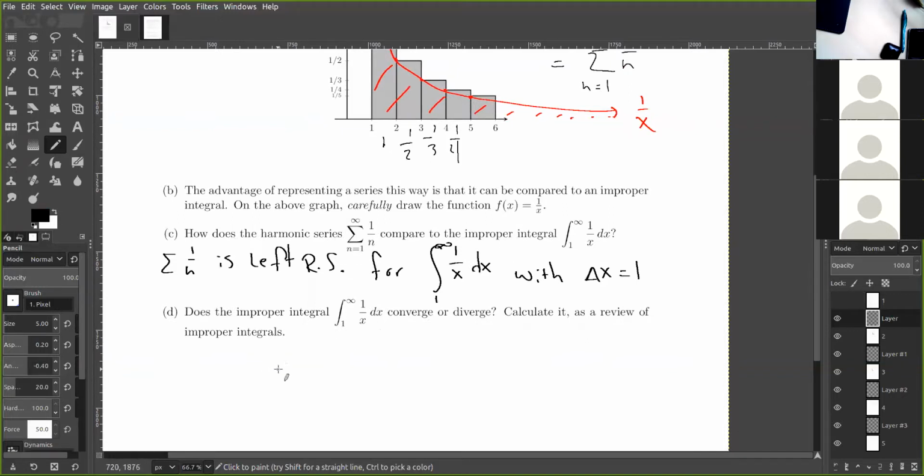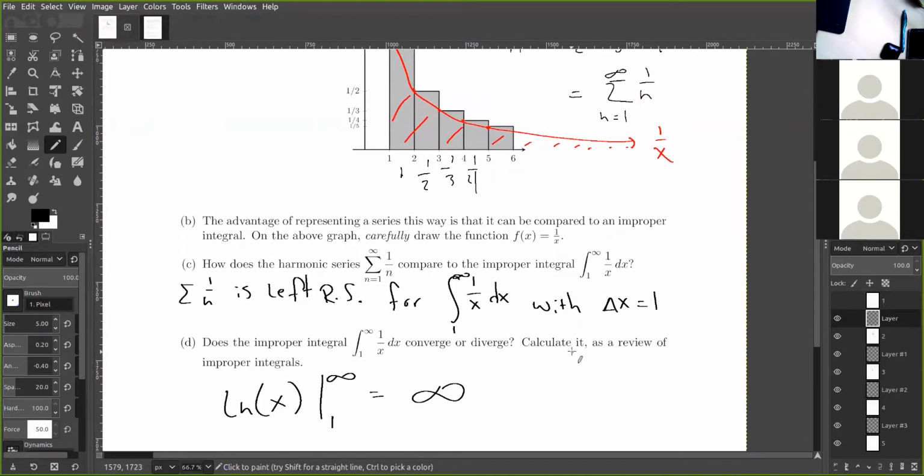Does this converge or diverge? Calculate it as a review of improper integrals. So of course we would have natural log of x from 1 to infinity. And what do we get? Infinity. So it diverges, right? By the p-test that we've talked about for these improper integrals.